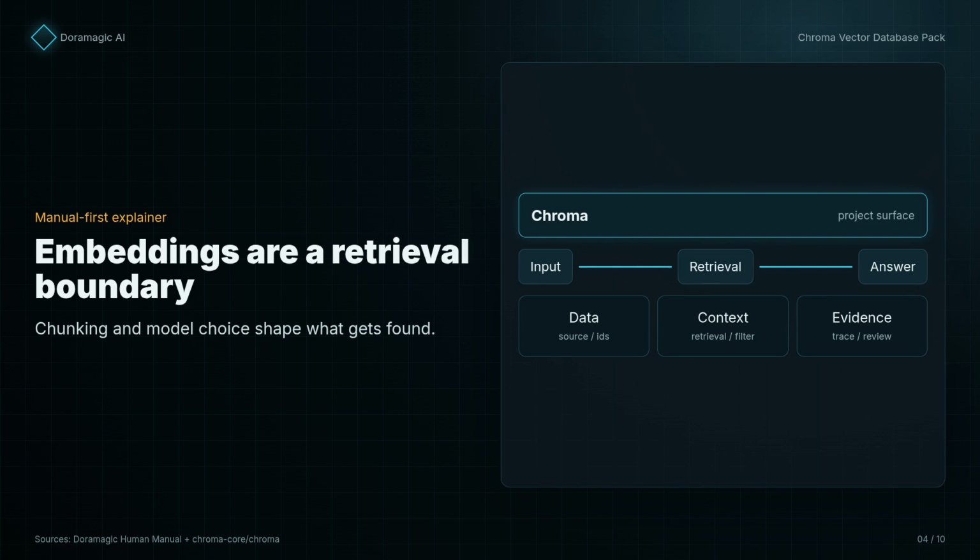Metadata is not decoration. It is how you separate sources, versions, permissions, tenants, file types, and timestamps. Without metadata filters, vector search can look smart while quietly mixing content that should not be mixed.